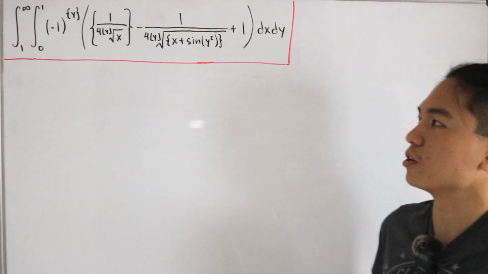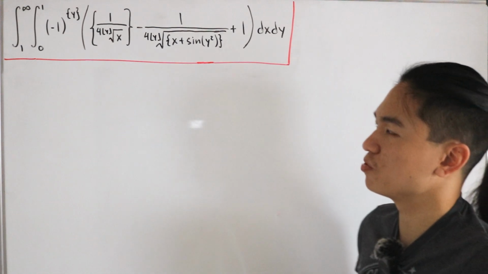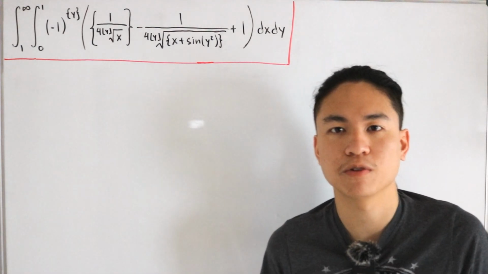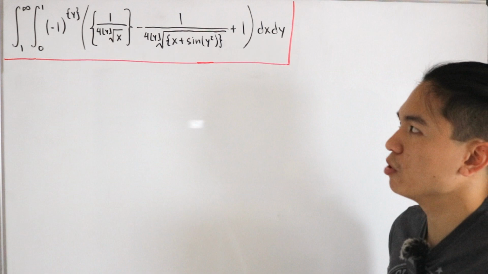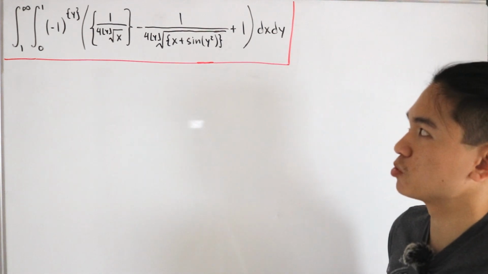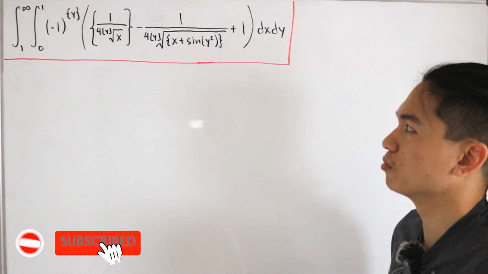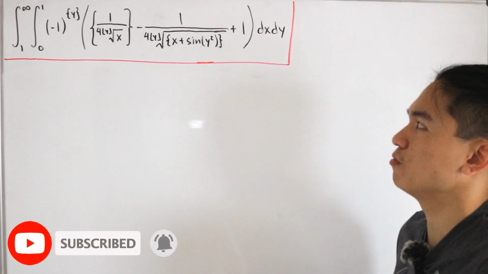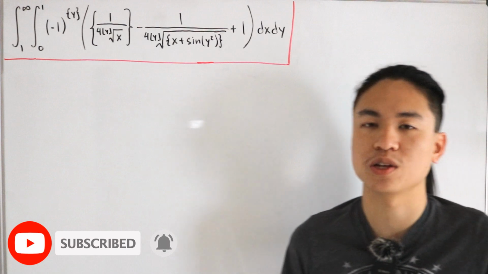And what we have here is a double integral from 1 to infinity and from 0 to 1 of negative 1 to the power of the fractional part of y, multiplied by the fractional part of 1 divided by 4y root of x, subtract 1 divided by 4y root of the fractional part of x plus sine of y squared, add this with 1, dx dy.